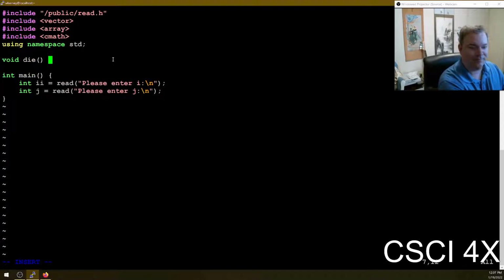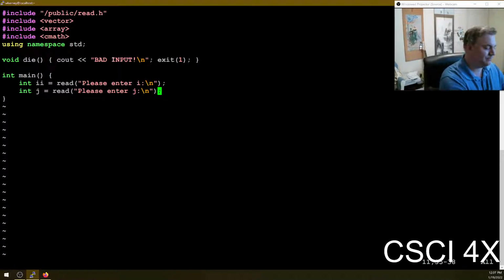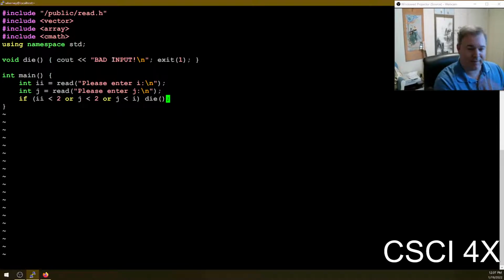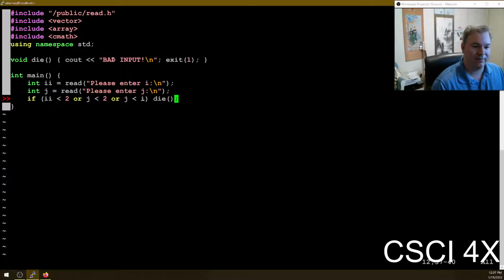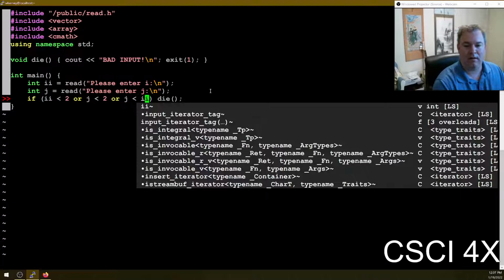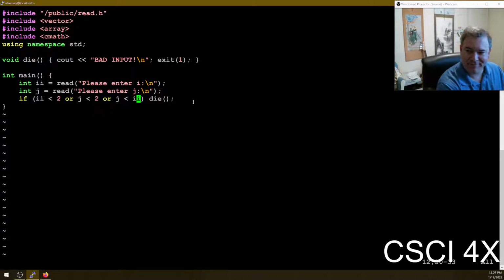And then we're going to make a die function: bad input, and exit with exit failure. Okay. So if ii is less than 2, or j is less than 2, or j is less than ii, then die. So that handles our error checking for the assignment. So that is our error checking and our input.